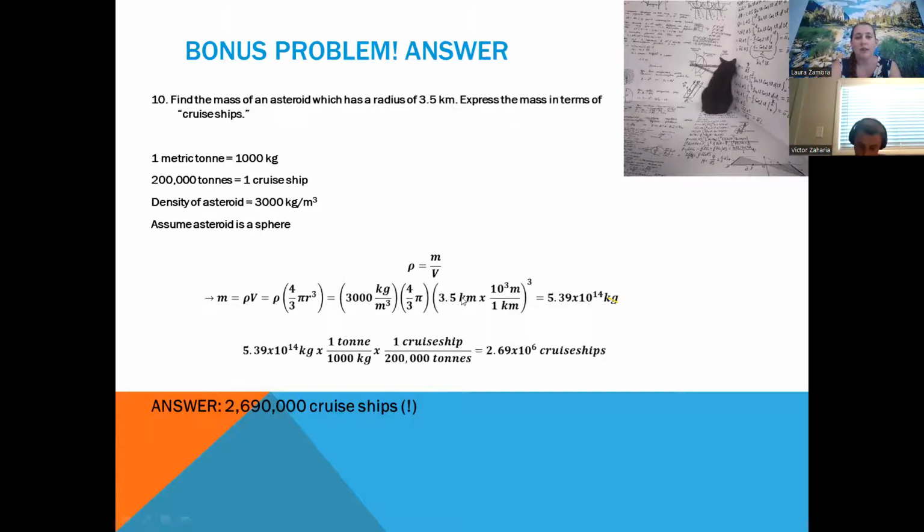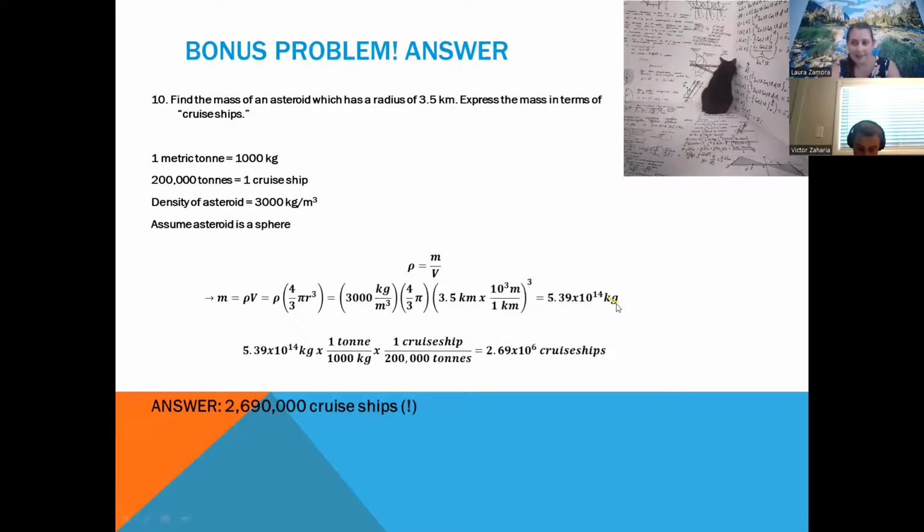And then our radius was in kilometers. But since our density is in meters cubed, we need to convert that to meters before we can just plug it into our equation. So here's my little unit conversion piece right here. Okay, so I'm converting it from kilometers to meters and then cubing that radius. And that gives us a mass of 5.39 times 10 to the 14 kilograms.